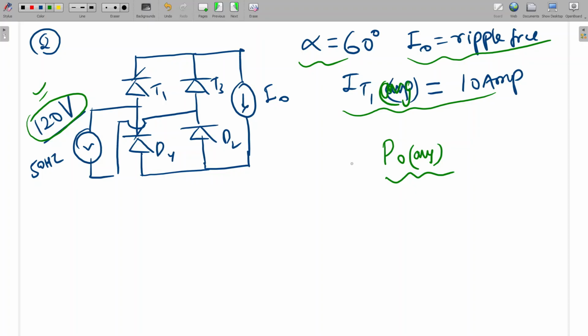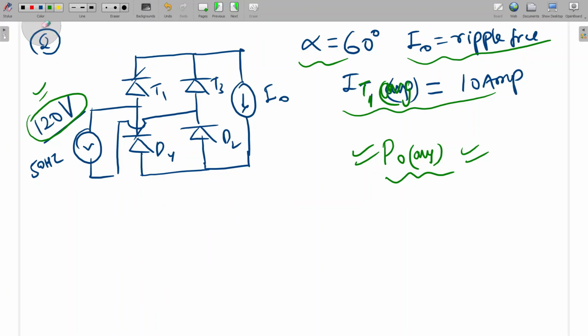From the given data, how can we calculate the average power? Sir, 2 into 120 by pi into 10 amperes. How have you written this? Here the output current is constant, sir. Okay, but the output current data is not given. Here the thyristor current average value is given.